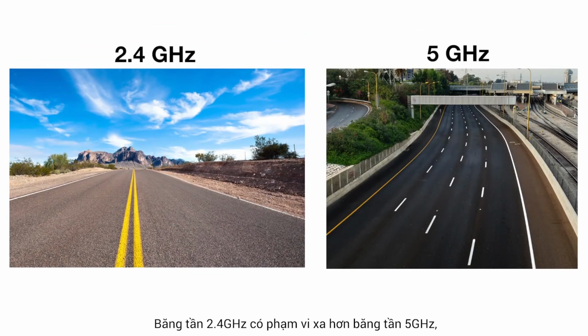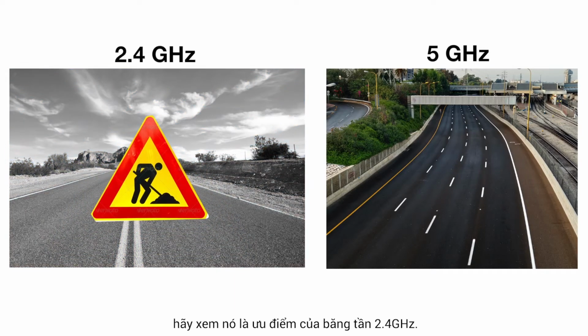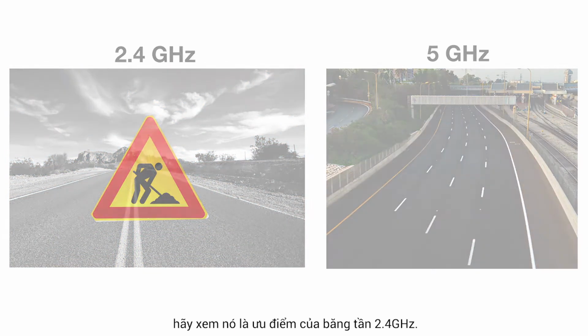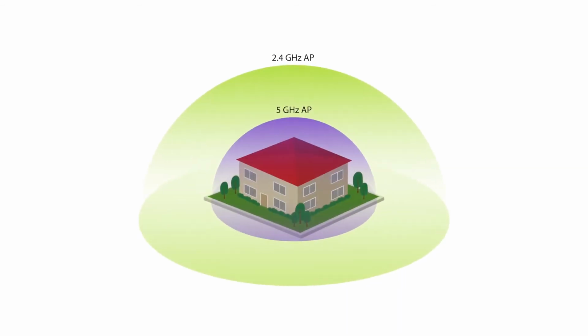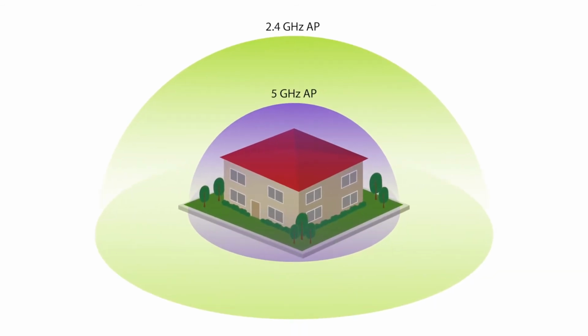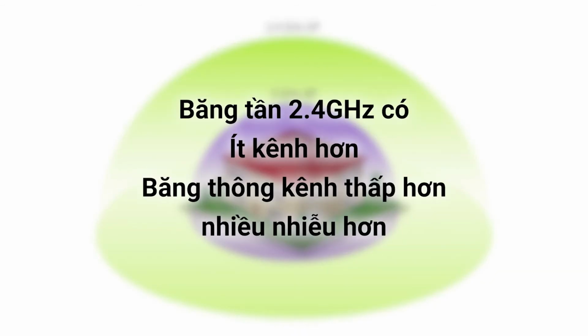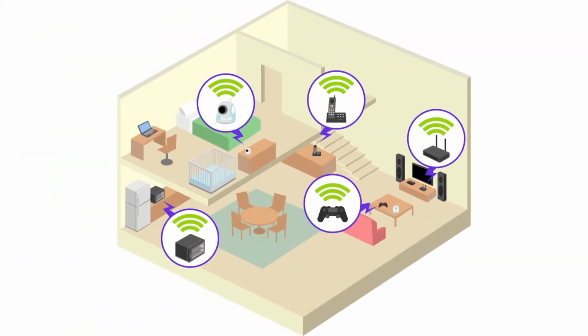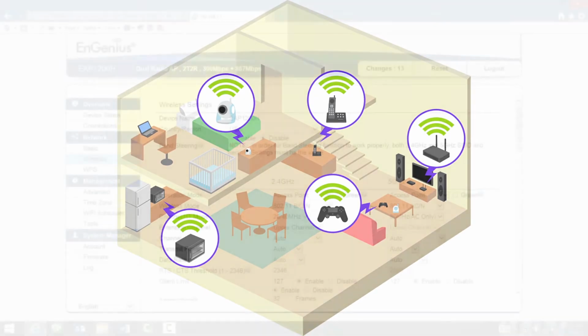Because of the additional interference on 2.4 GHz, you can think of that 2-lane highway as having construction on it as well. 2.4 GHz actually does have longer range than 5 GHz, but that is where the benefits of 2.4 GHz end. 2.4 GHz has fewer available channels, channel bandwidths are narrower, and there is much more interference on 2.4 GHz, making 5 GHz the band of choice.